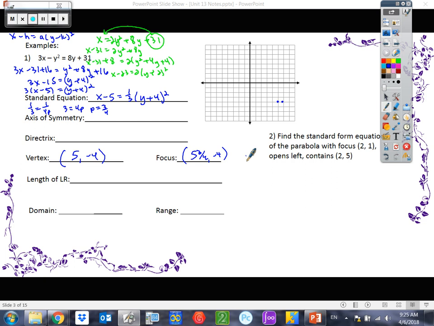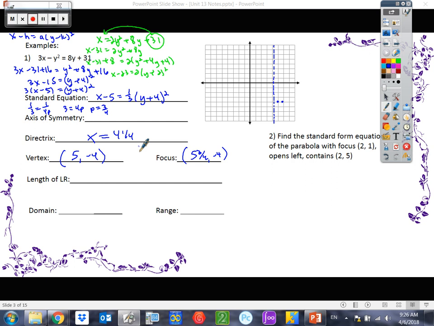Okay, so there's my focus. My directrix is equidistant on the other side of the vertex, right? So it's 3/4 of a space on the other side. So there's my directrix. It's an x equals equation, right? X equals, and that would be 4 1/4. Okay. Now, axis of symmetry. Let me draw it first before I talk about axis of symmetry, because I think it was a little weird to talk about it yet.